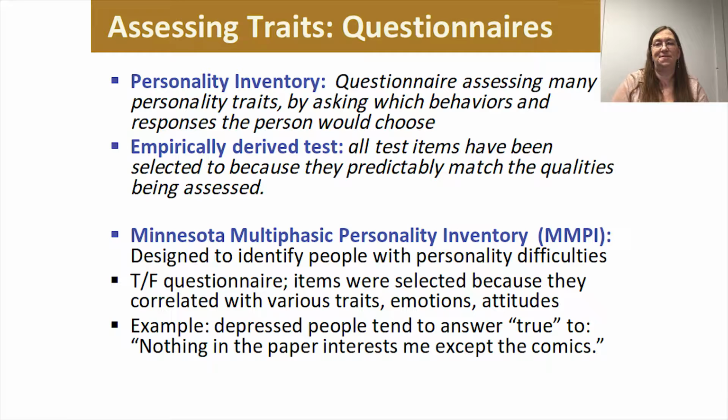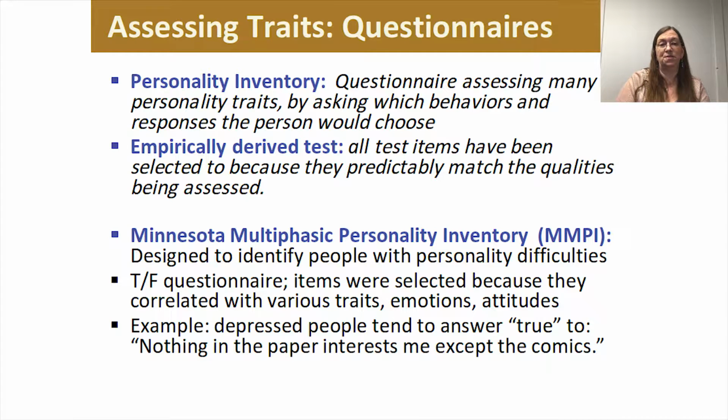When we look at assessing traits using questionnaires, these are personality inventories and questionnaires that assess many different personality traits by asking which behaviors and responses you would choose. So these are self-report, which means you indicate what you like and how you like those traits only. So there are some discrepancies there, so we feel that if we can get a wider view of an individual, maybe we ask close individuals around you to choose things to see if they would match yours or not.